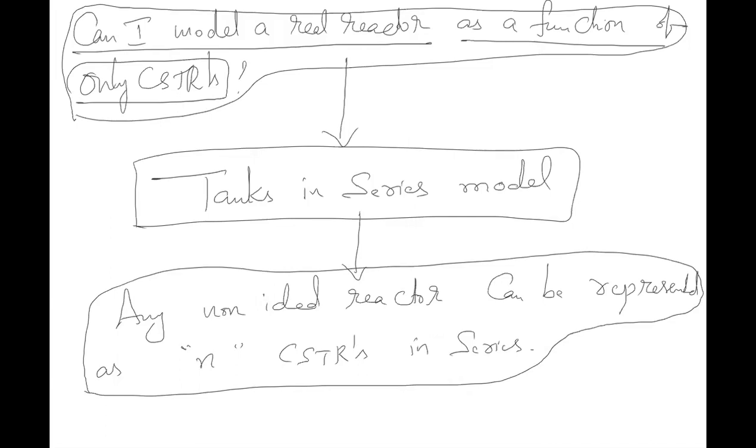Everybody understood? What the tanks in series model is: I want to represent a real reactor as a function of only CSTRs. My objective is to eliminate PFRs. I don't want to have PFRs in my model, because my life becomes difficult in solving the PFR equations.